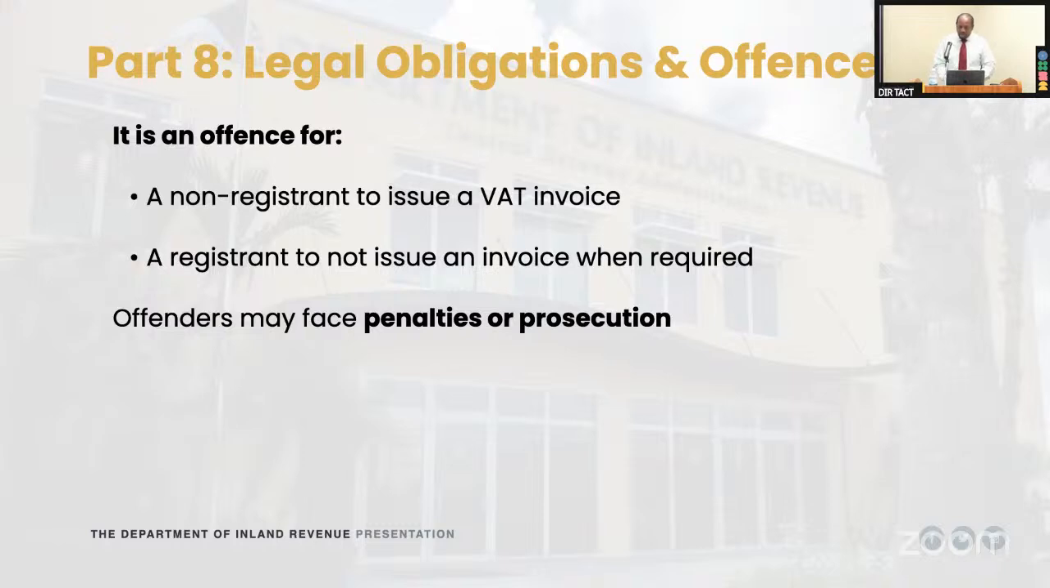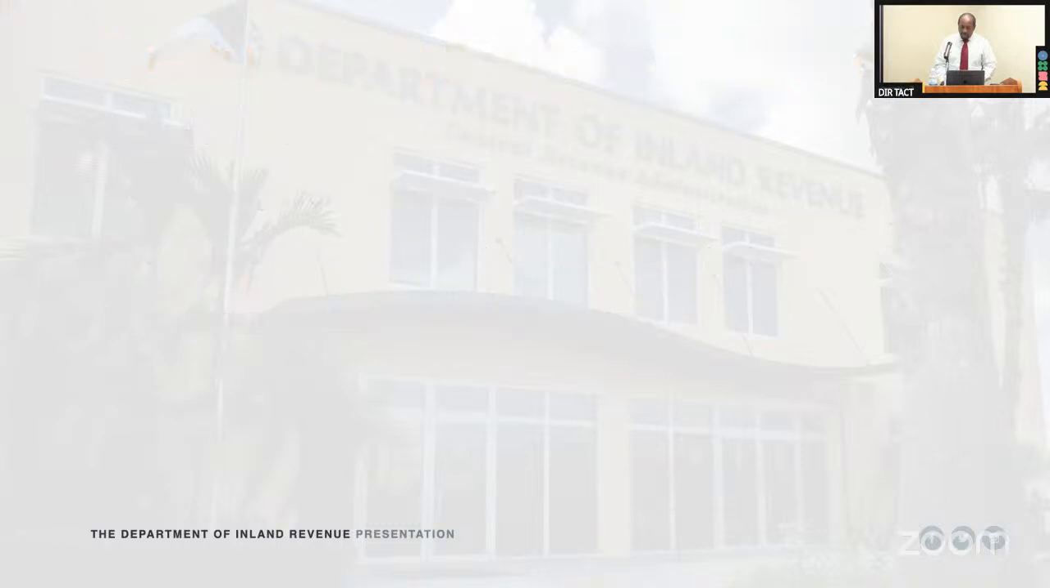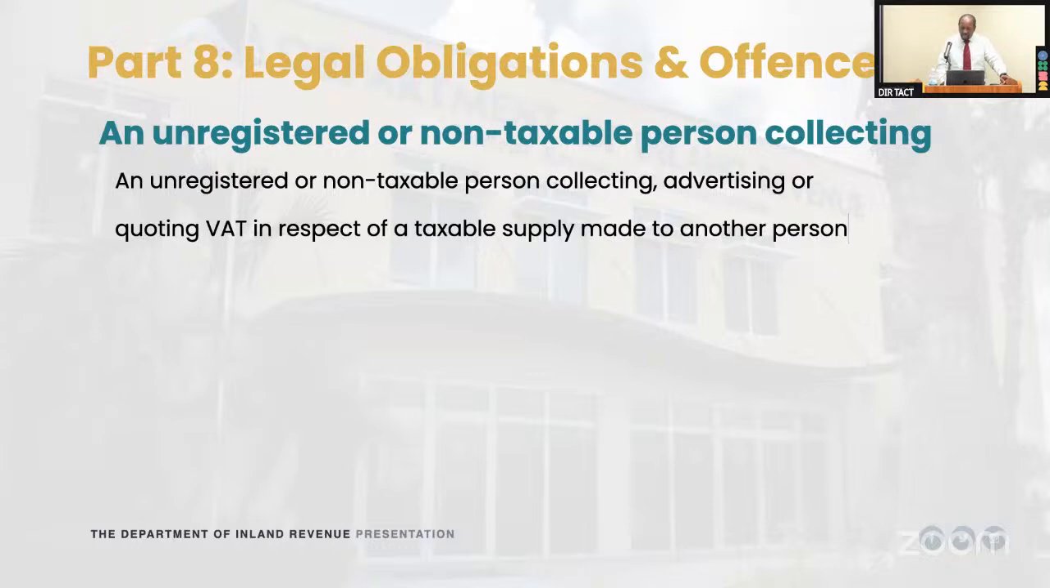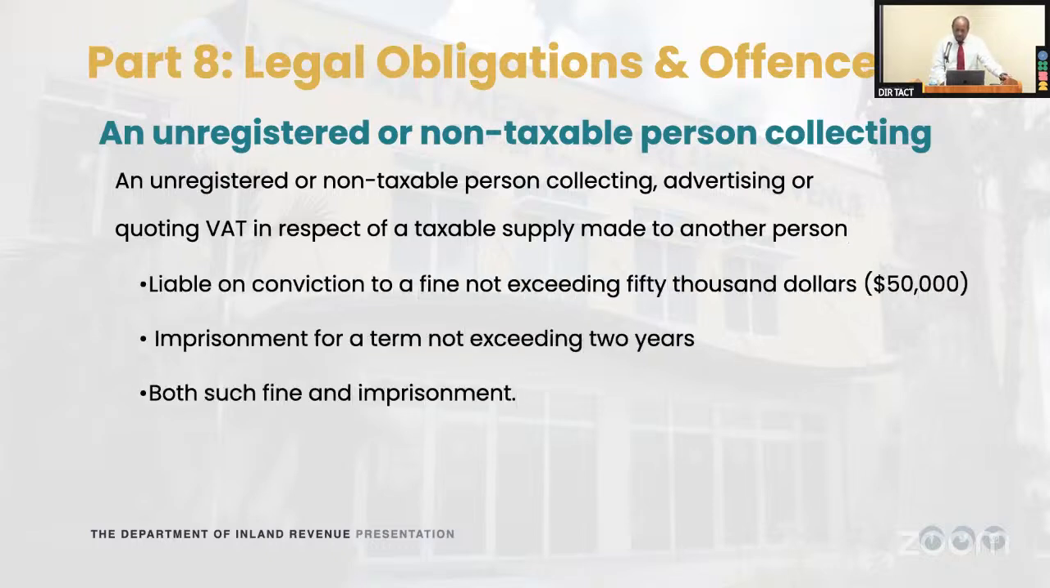A VAT registrant to not issue an invoice is also an offense. If you're dealing with somebody else who's registered for VAT and they ask you for a VAT invoice, you are required to provide that to that person. And some of the things that you can face is penalties, an unregistered or non-taxable person collecting VAT. Again, liable to $50,000, imprisonment, 2 years in jail, or both fine and imprisonment. I hope you notice for this, the prison years is longer than some of the other ones with the higher fines.